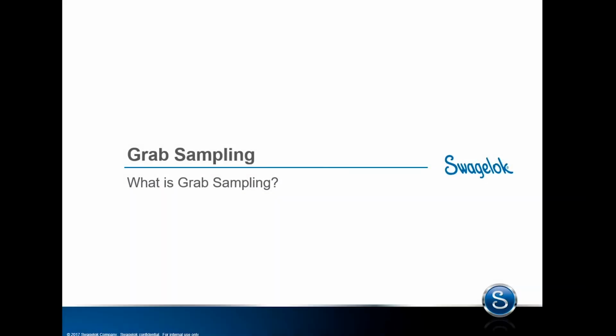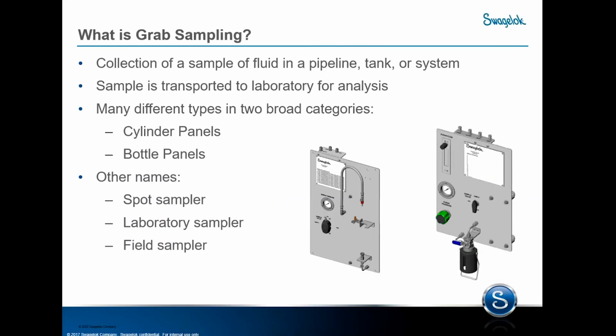We're going to start off with what is grab sampling. Grab sampling is known by a lot of different names: spot sampler, lab sampler, field sampler, or just sampler. But all of these terms are really just different words for the same thing, which is taking a sample from the process pipeline or a tank or something else, and then taking it to a remote lab for analysis.